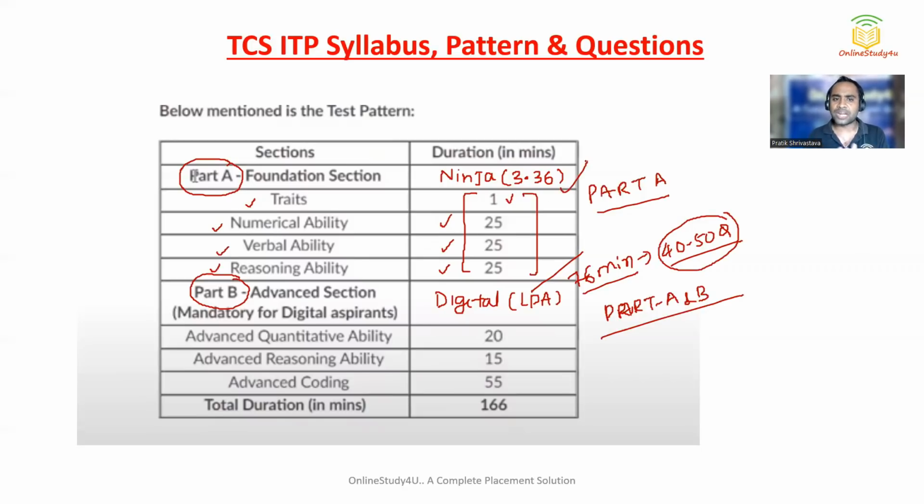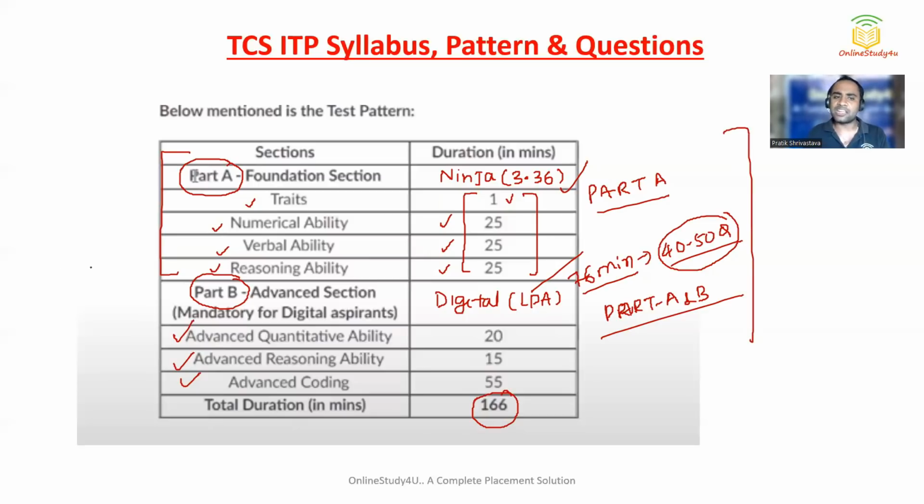So if you are not good at coding, then also you will be able to get the TCS Ninja role. Now for the advanced section, that means for the Digital aspirants, the quantitative ability will be advanced, then reasoning ability will also be advanced, and advanced coding. That means the difficulty level of the questions will be more. The total duration for the advanced section is 166 minutes. So I hope this is clear.